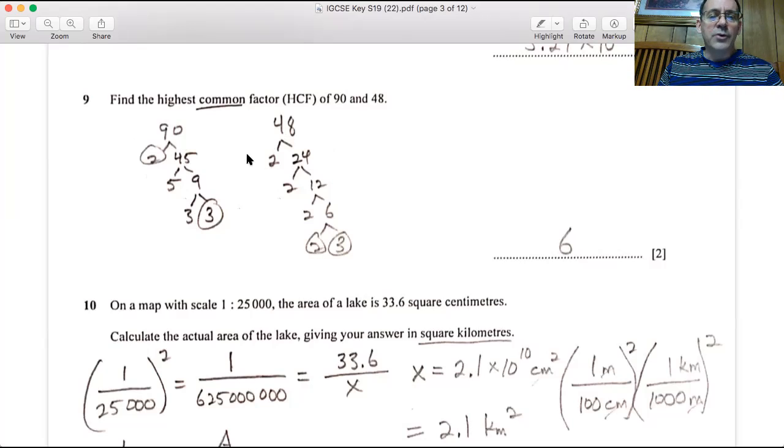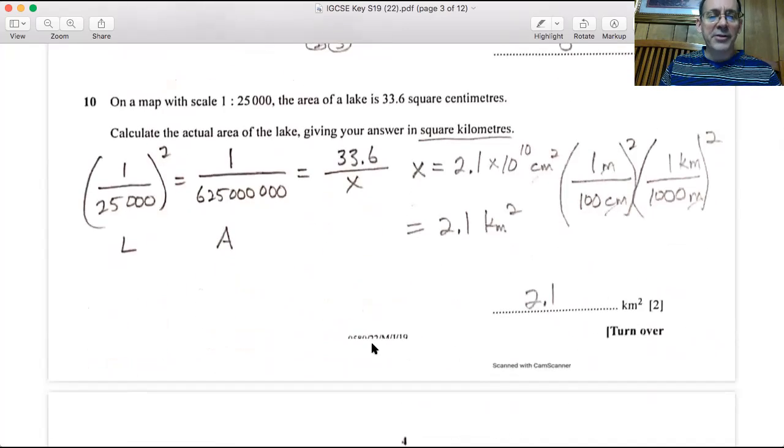So the outside list of numbers are the prime numbers. Then you look at what is common to both. So there's a 2 common and there is a 3 common. And when you multiply those together, you get 6. So 6 is the greatest common factor that 48 and 90 have together.